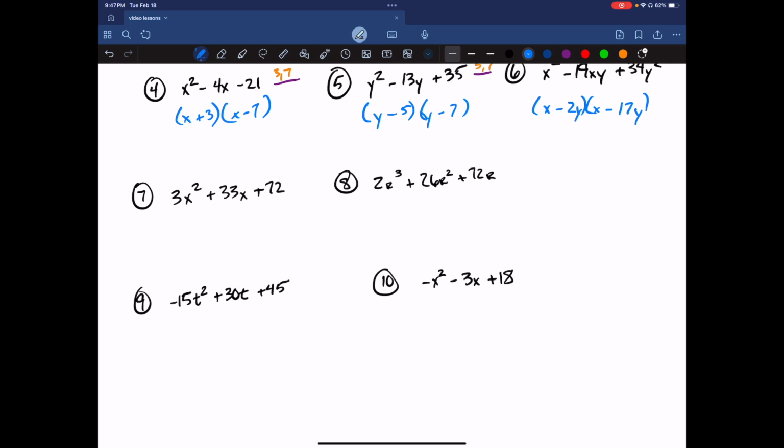All right, so I'm going to take a GCF of 3 out of here, and it's going to be x squared plus 11x plus 24. All right, at this point, the 3 is outside. It's going to stay outside all the way to the end. So I'm just going to hang out there, and then I'm going to break this apart.